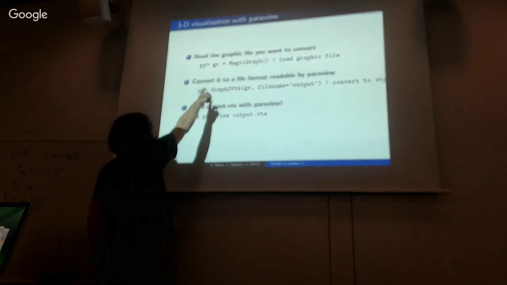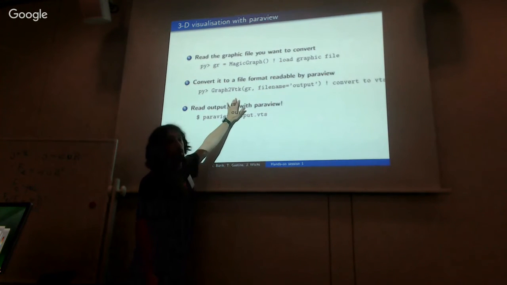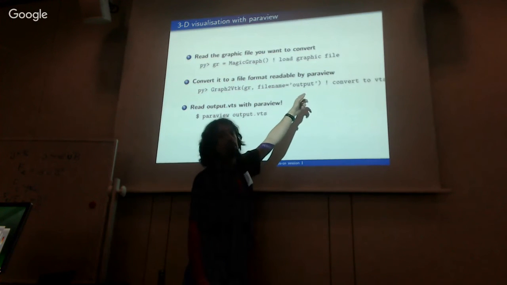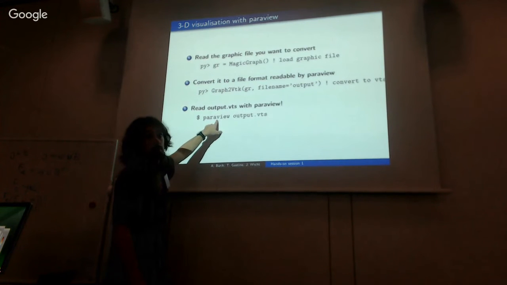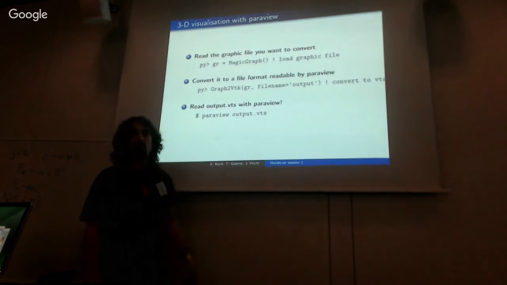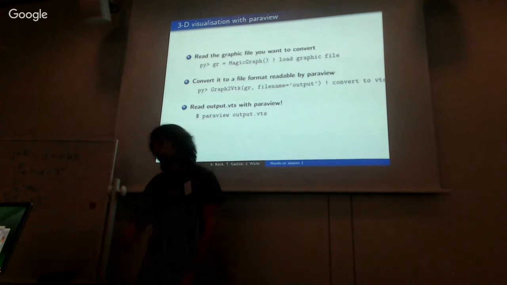First you load the graphic file, and then you pass it to this routine, which you should have. And you should produce a file named output.vts. This file is going to be loadable by ParaView, and ParaView will allow you to play with field lines, 3D rendering, and things like that.